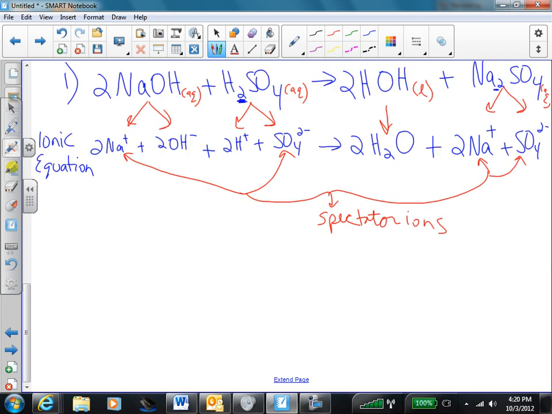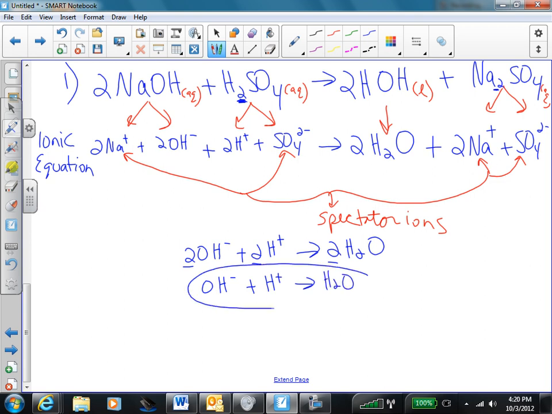Okay, so our net ionic equation is going to just be 2 hydroxides, 2 hydrogens, make 2 waters. I can simplify this. Do you notice that we have 2 as a common factor in every coefficient? So we simplify this and we just write H+ and OH- makes H2O. And there is my net ionic equation. And we're going to move on to do number 2 now.